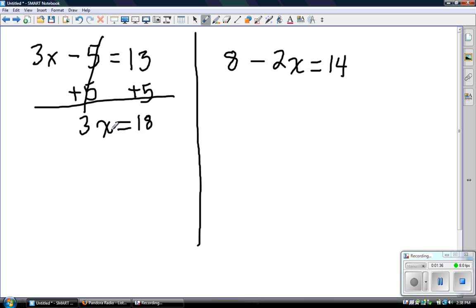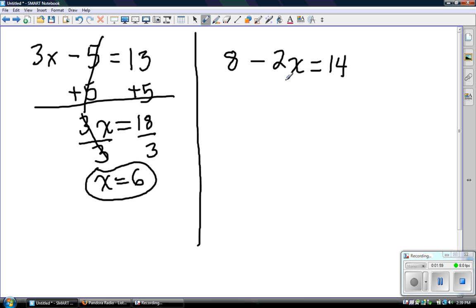Now, since 3 times x equals 18, we always have to think opposite operations. The opposite of multiplying is dividing, so we're going to divide both sides of the equation by 3 in order to isolate x and get it by itself. So what we're left with is x equals whatever 18 divided by 3 is, which is 6. So there's our solution to our first example.